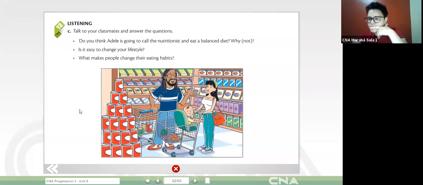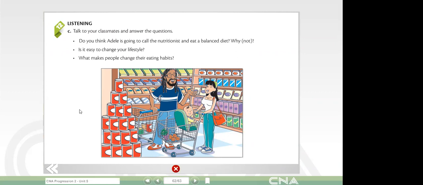Okay, guys, so just to finish up, Lisandra, according to the listening, do you think Adele is going to call the nutritionist and eat a balanced diet? Why or why not? I think no, because I think this is a usual conversation, and she, in my opinion, has a good body. Okay.